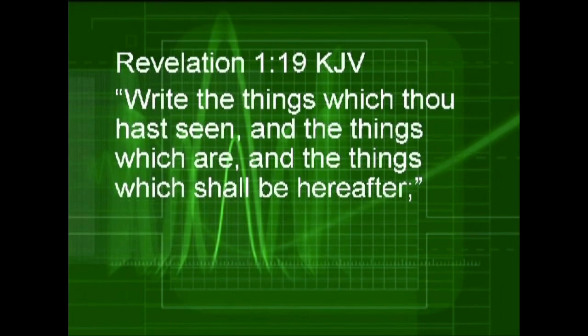Now, in chapter 1, verse number 19, John was instructed to write the things which thou hast seen, and the things which are, and the things which shall be hereafter. Now, this is the basic outline of the book of Revelation. You see, the book of Revelation is divided into 3 sections: the things which thou hast seen, the things which are, and the things which shall be hereafter. In other words, past, present, and future.